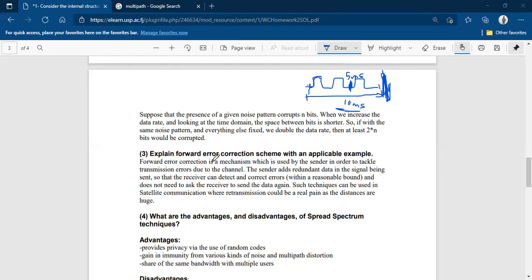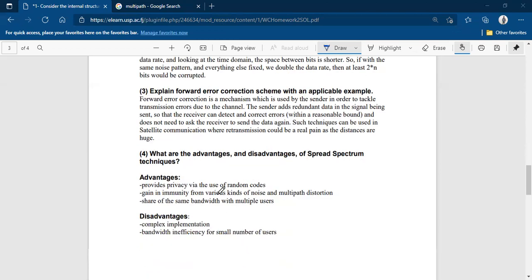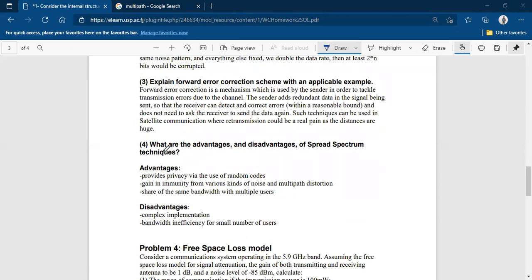So when we mean forward error correction, the error correction is basically done at the sending point. So we add an extra set of redundant data before we send the message out. So that is forward error correction. So all of you are okay with this? Part 3? Yes. Okay.